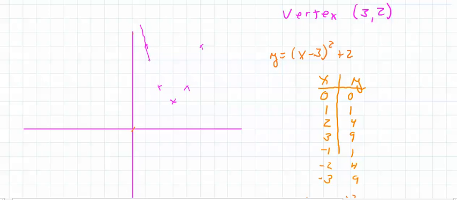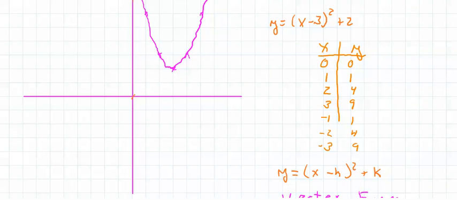I connect my dots. That was horrible. We'll try that again. Do your best to make it a nice, smooth curve, looking like that. That's all there is to it. Let's look at one more.